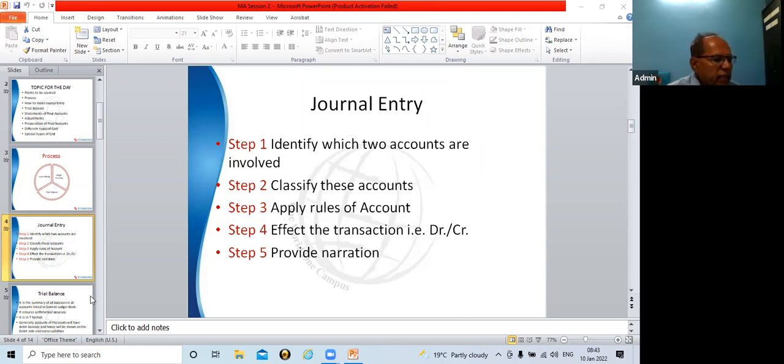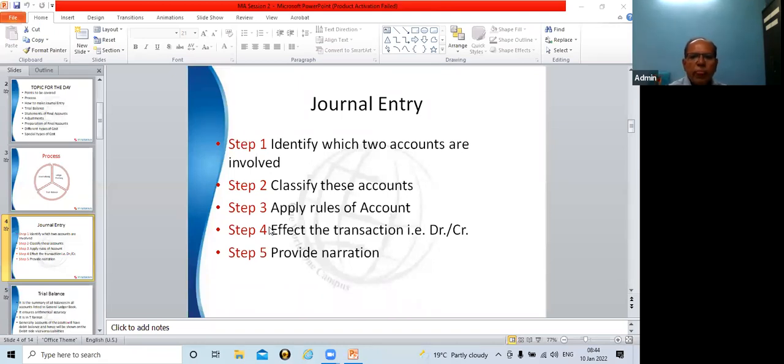Now, second transaction. Company paid advertisement expenses worth rupees 50,000. So this is the second transaction. I repeat, company paid advertisement expenses worth rupees 50,000.